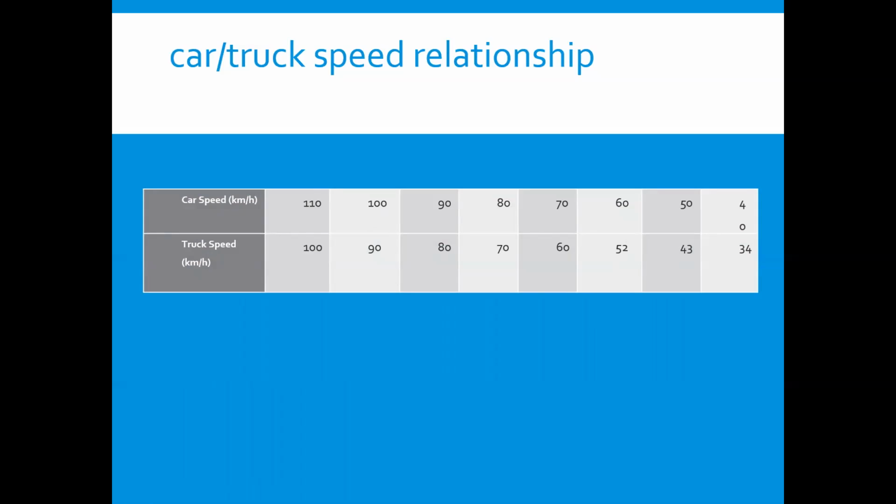And now you can see, okay? So if the car is traveling at 110 kilometers per hour in the same common traffic flow, the truck will travel at 100 kilometers per hour, and so on. Where you've got cars traveling at 80 kilometers per hour, it is intended that the trucks will be traveling at 70 kilometers per hour.